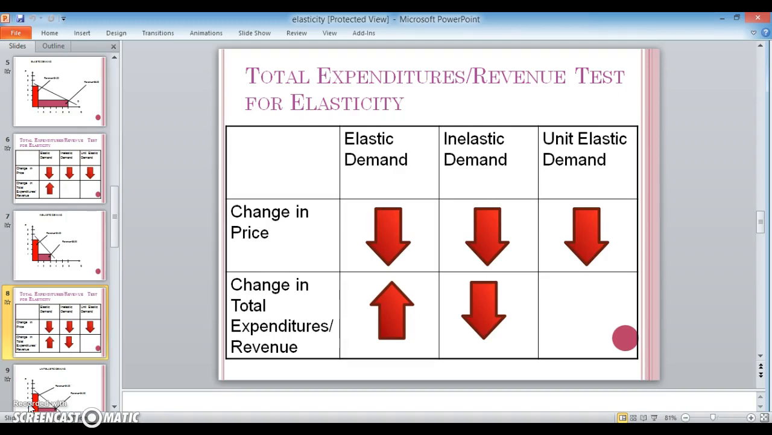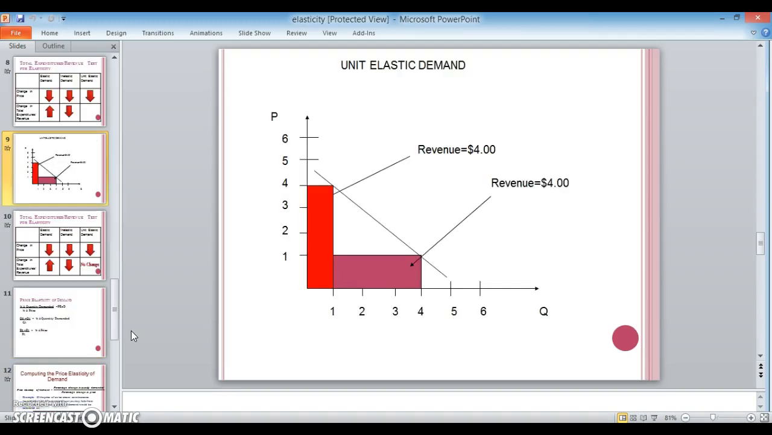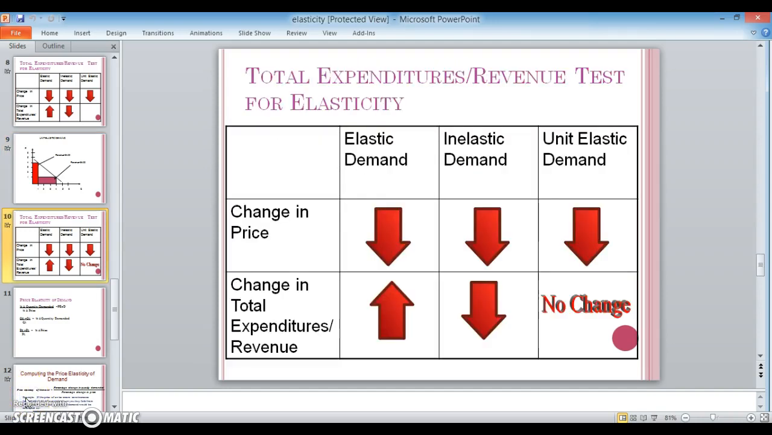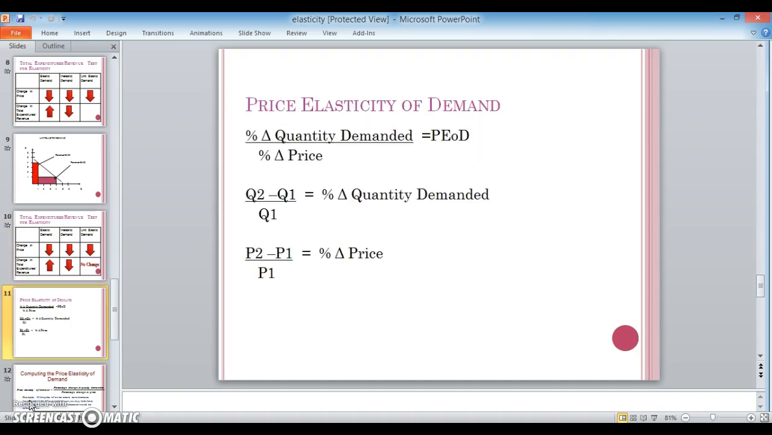Because unit elasticity is directly proportional, a change in price and a change in quantity demanded does not change the total revenue. This is showing that for unit elasticity, if the price goes up or down, the total revenue will stay the same. This is the mathematical side of price elasticity.